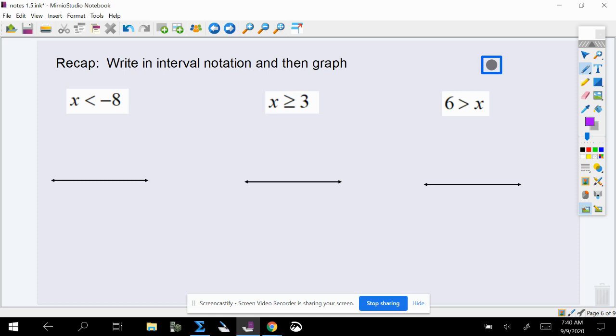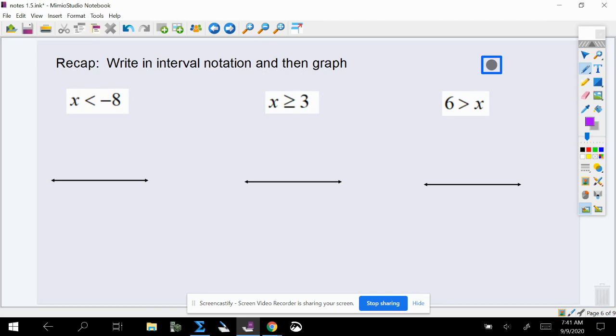This is the second half of 1.5. So the first half was all about basic inequalities. We call them single or simple inequalities. So we're going to look at now what happens when you have more than one inequality. Before we get there, let's just do a quick recap just to get everybody on the same mindset here of what we did with our single inequalities.